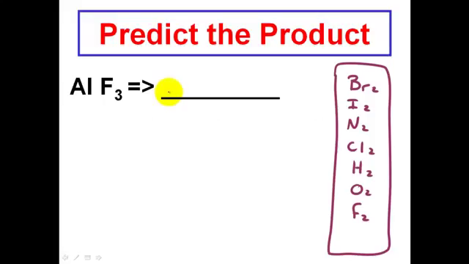Okay guys, what we have in this case is predicting the product, and I'm going to ask you to tell me what's going to be on the product side. You're actually going to predict what is produced. Once you look at this reaction, ask what exactly is going on.